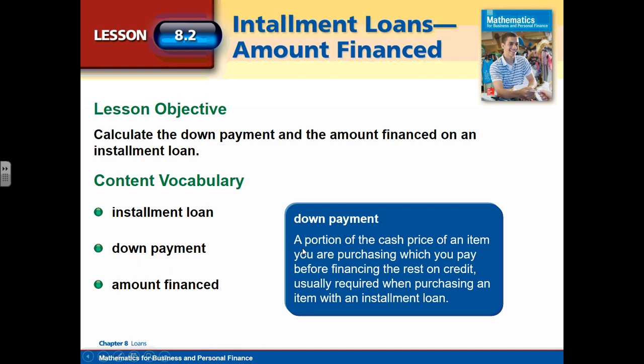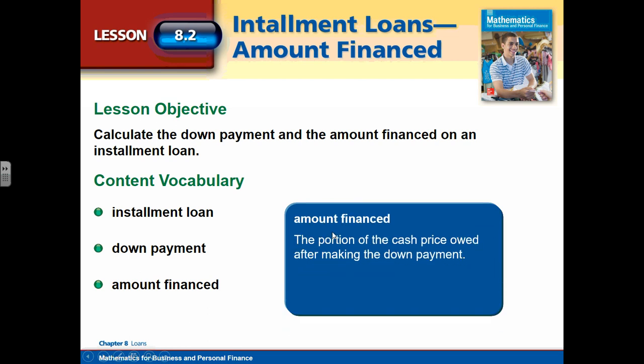A down payment is a portion of the cash price of an item you are purchasing, which you pay before financing the rest on credit, usually required when purchasing an item with an installment loan. Okay. And then the amount financed is the portion of the cash price owed after making the down payment. If at any time you need to fast forward or rewind this to get the information, please feel free.